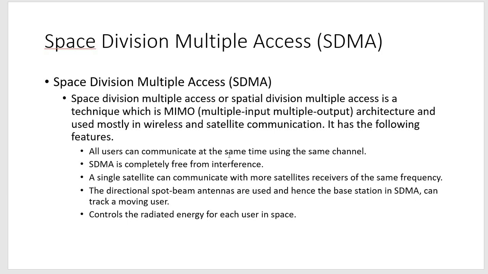A single satellite can communicate with more satellite receivers of the same frequency. Directional spot beam antennas are used instead of omnidirectional ones, and hence SDMA can track moving users and control the radiated energy for each user in space.